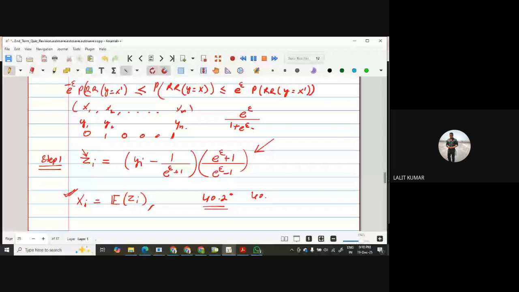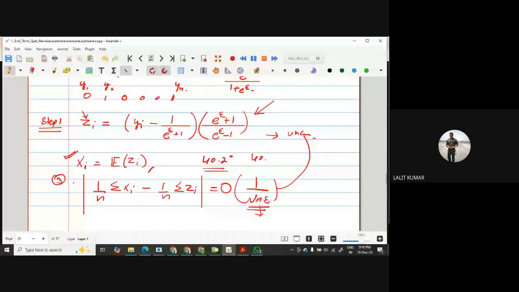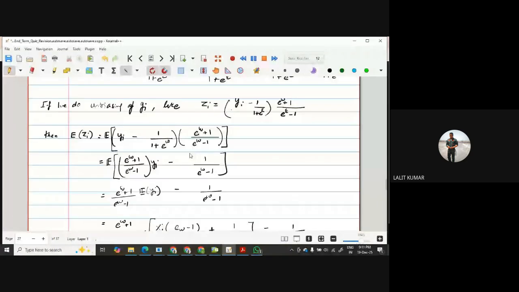So from here, this part is covering the privacy, this part is covering the utility, and the third part is the relation between utility and n. That is 1 over n sum of xi minus 1 by n sum of zi is equal to O of 1 by root n epsilon. And this we get from where? We get it from the scaling. We find the standard deviation of this scaling, and then we find the error average. So that was the part for random response.